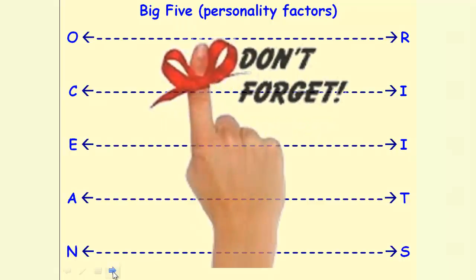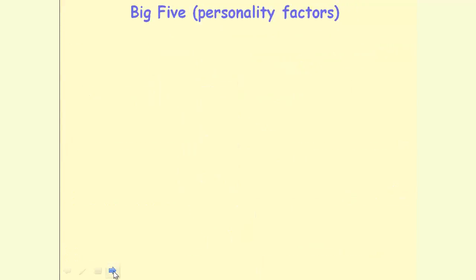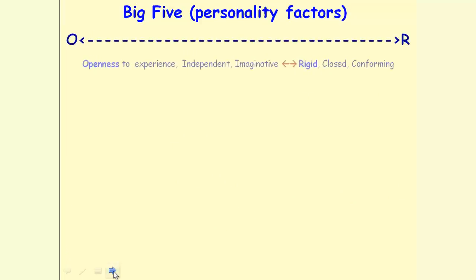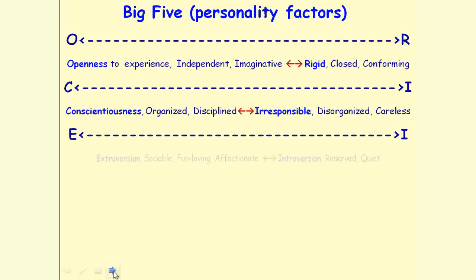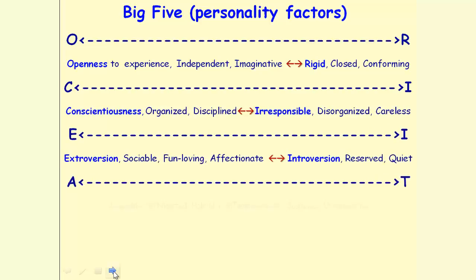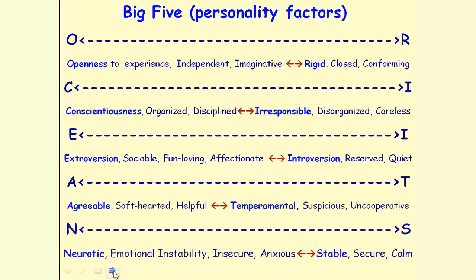The letters stand for OCEAN, O-C-E-A-N. More specifically, the letters stand for openness to experience, C, conscientiousness, organized, E, extroversion, sociable, A, agreeable, soft-hearted, N, neurotic, emotional instability. And you can see how each one of these lines is a continuum with its opposite or opposing pole adjective on each side of the continuum.